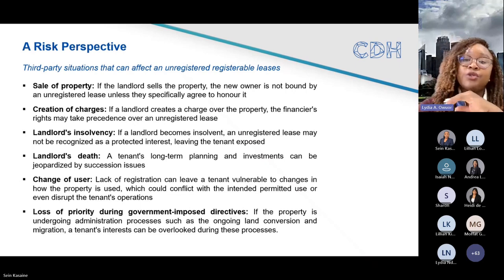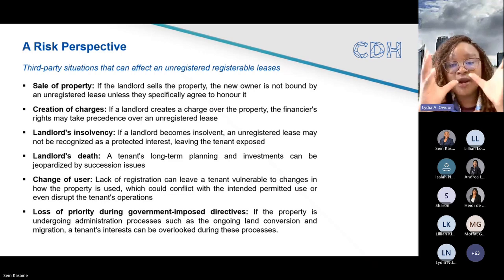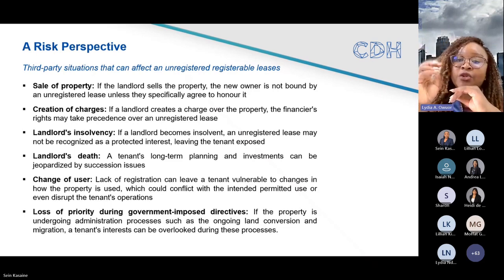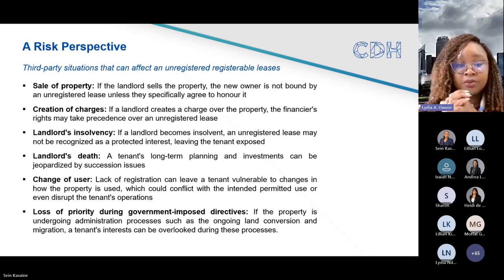And the last one, which ties to everything we are saying, relates back to everything that I have discussed so far, is the loss of priority generally. So as I've said, registration secures your interest. But then I'm also talking about loss of priority during government-imposed activities, because sometimes there could be government-imposed activities or directives, sorry. And if a property is undergoing such and your interest is not registered against the title, the landlord's title, then your interests as a tenant may be overlooked during that process.